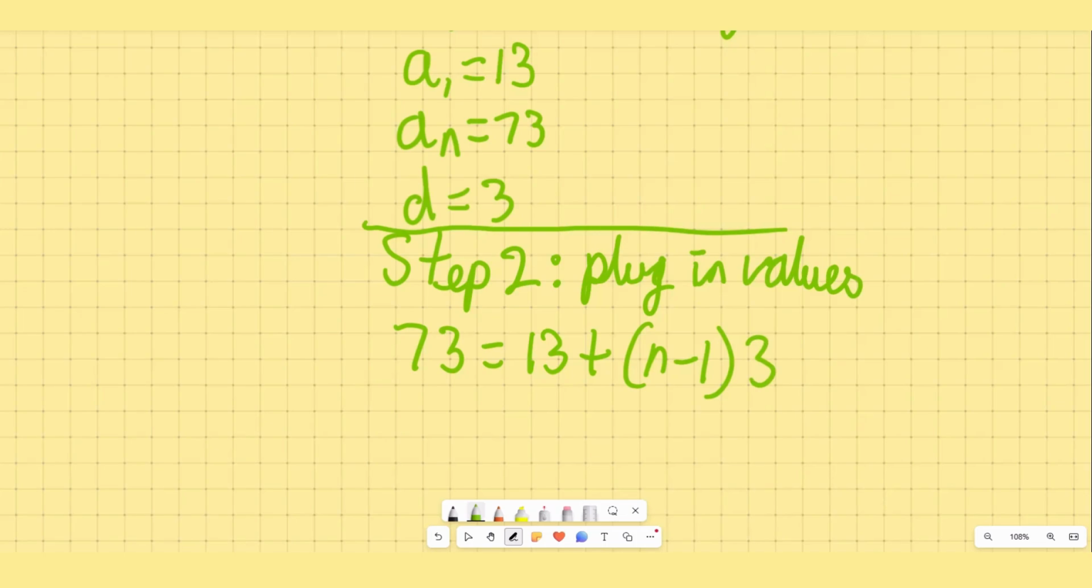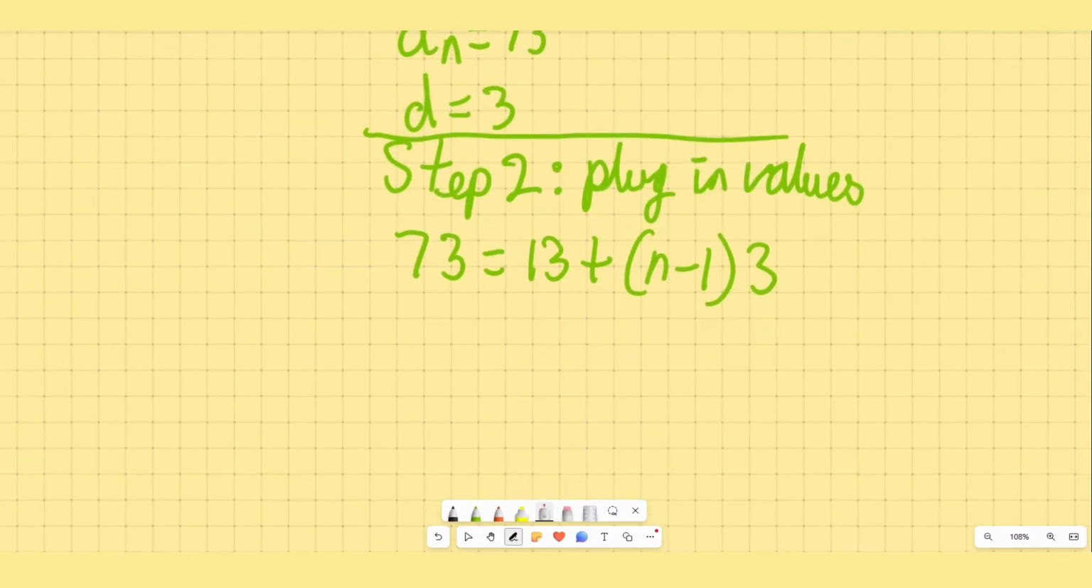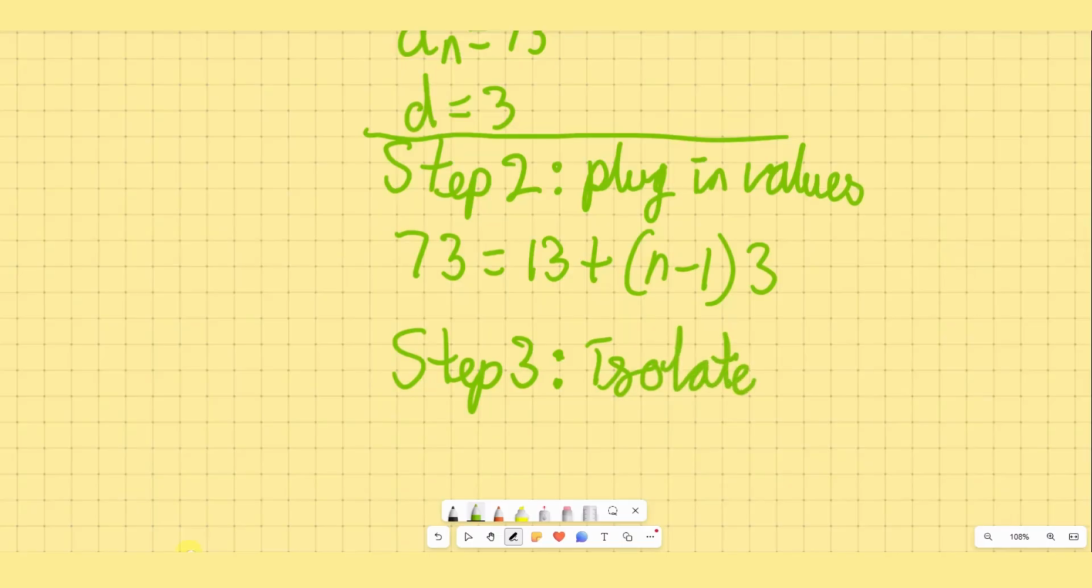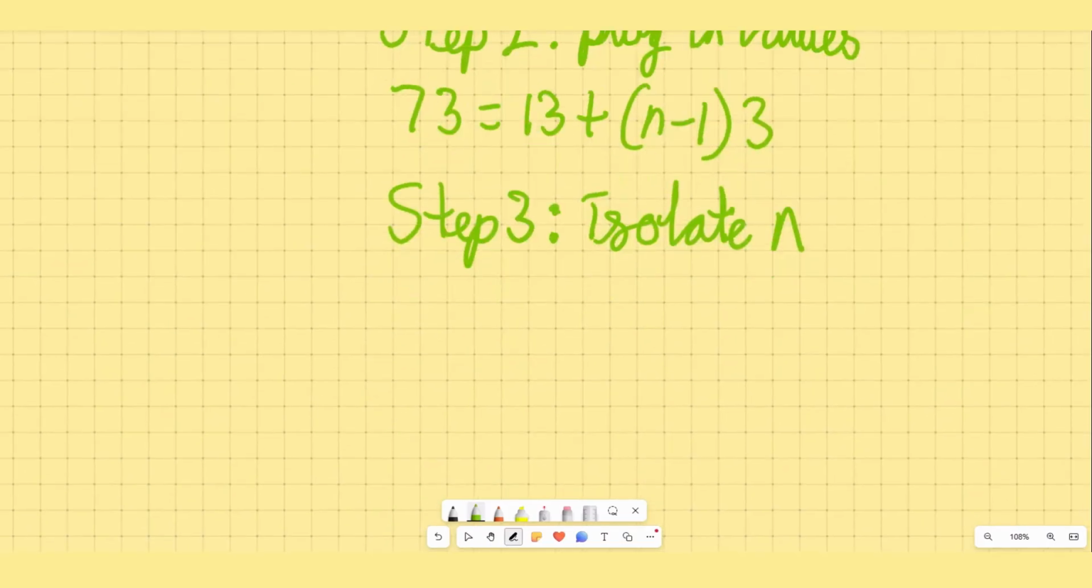We don't need a multiplication symbol here because when you have parentheses, you don't need to put the multiplication in it. It by default would be a multiplication. So 73 equals this. Now, to solve this, we're going to have to isolate n. So step 3 involves isolating the variable n. What we would do is subtract 13 from both sides.